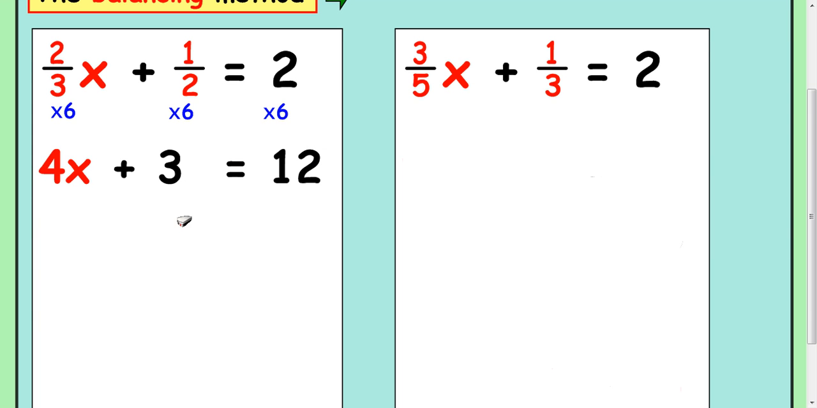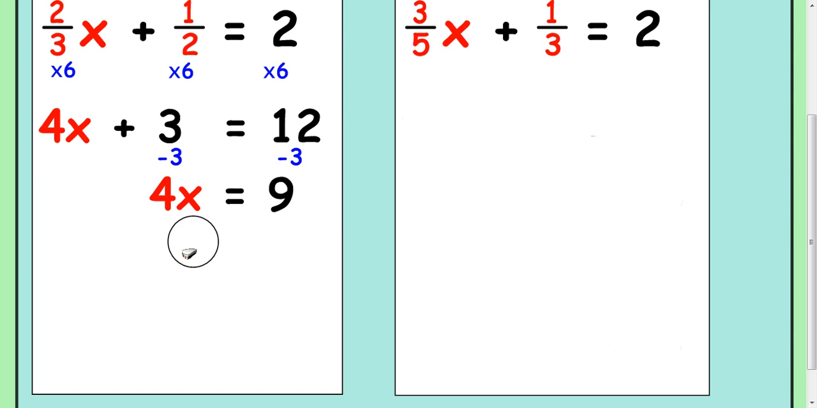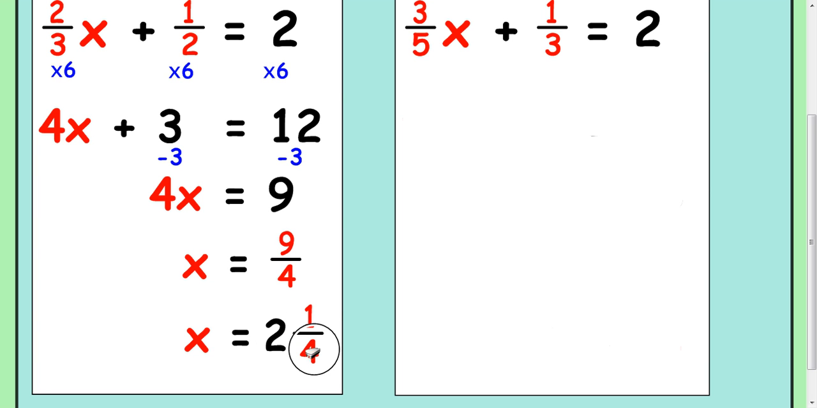So take away 3 from both sides. So we've got 4x equals 9. And then divide by 4 both sides. So 9 over 4. And change it into a mixed number. How many 4's go into 9? 2 remainder 1. 2 and 1/4.